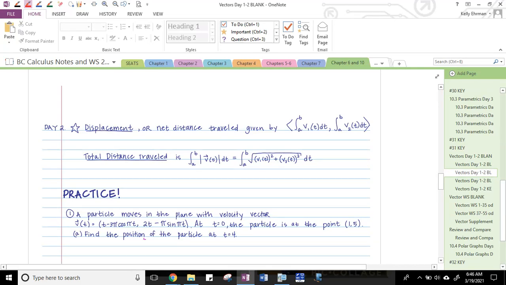So we have a shorter day 2 for vectors, but still a lot of concepts that you could see on the AP test. So we'll just get right to it. So displacement, which we talked about in the beginning of the year, is net distance traveled.